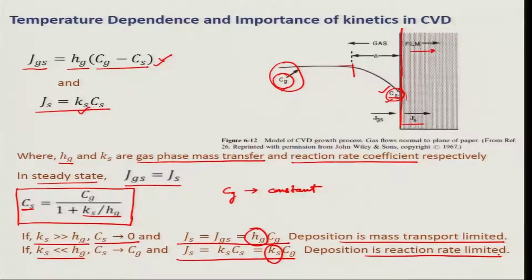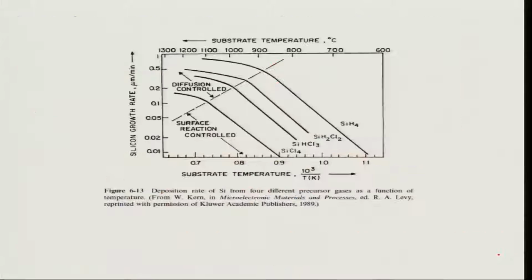So, there are two processes, mass transfer and reaction, and they are happening in series, one after another. So, the slowest of these rates will control your deposition rate. Let us have a look at how we can use this information to adjust our deposition parameters.